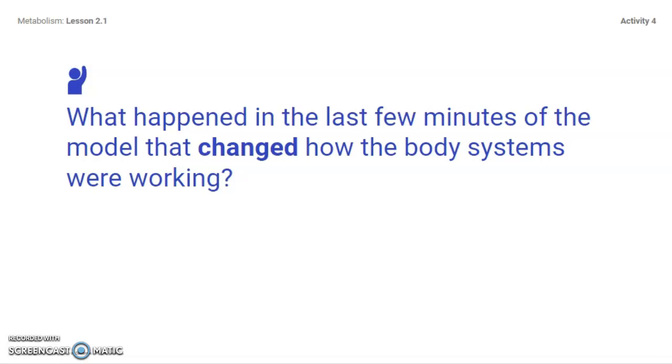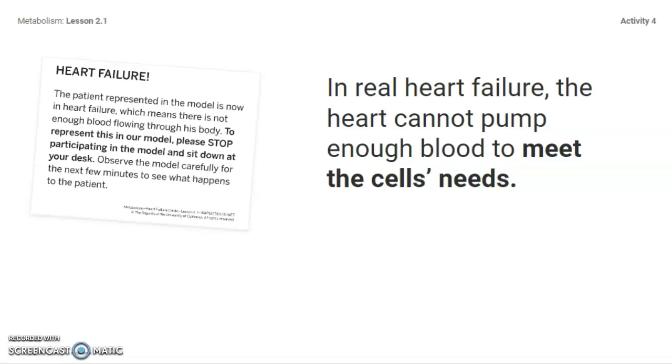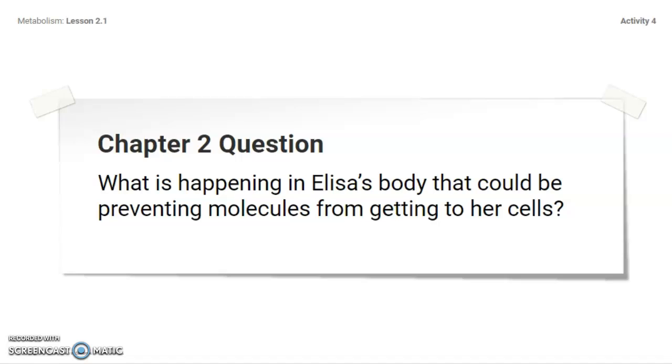And if you had that, then you had an issue with your heart and you weren't able to pump enough blood to meet the cell's needs. So that could have represented a problem in your cells. So what is happening in Eliza's body that could be preventing her molecules from getting to her cells?